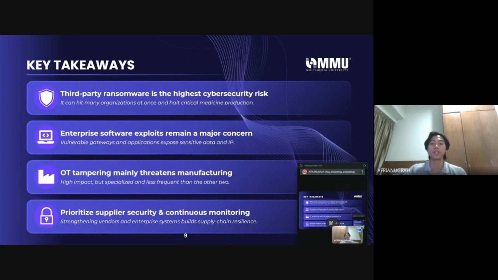Therefore, organizations should prioritize supplier security, continuous monitoring, and stronger protection of enterprise systems to improve the resilience of the supply chains.